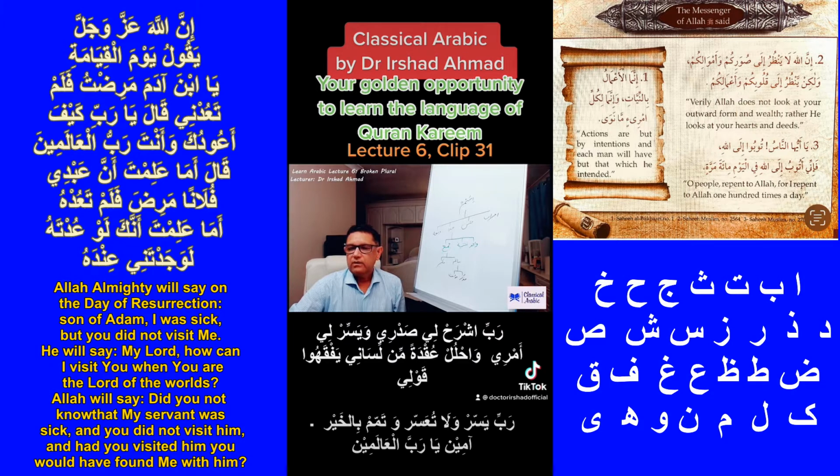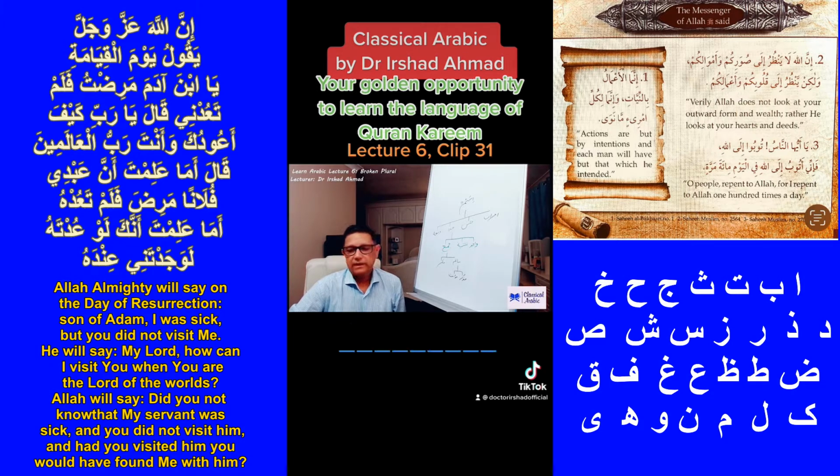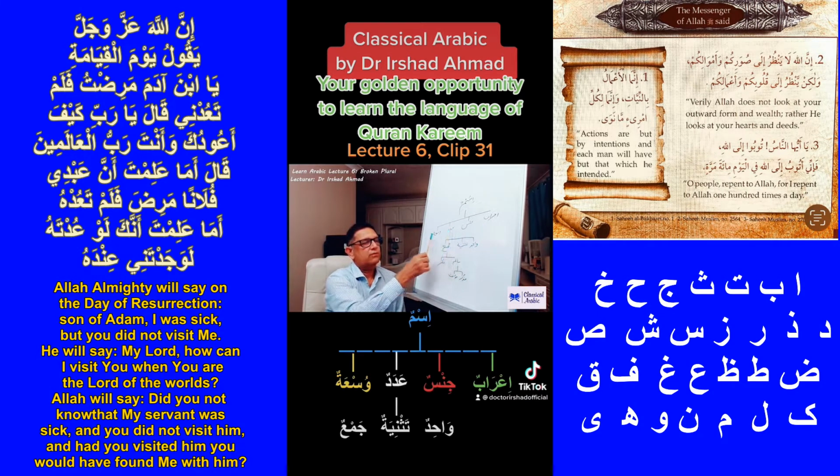A quick recap before we move forward. We are working on 4 aspects of an ism, and those 4 aspects, 4 characteristics of an ism are i'rab, jins, adad, and wus'a.